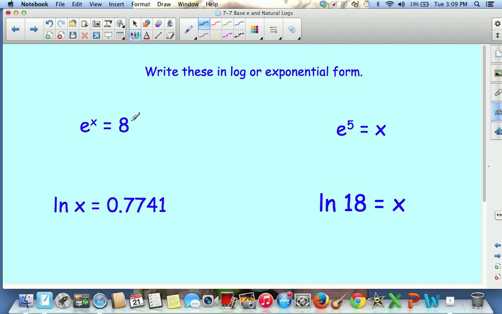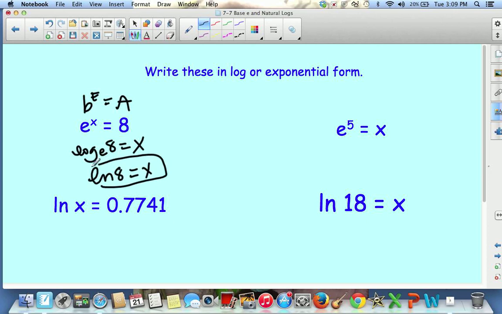Here's the first one: e to the x equals 8. We're going to write this in natural log form. We know it's going to be natural log because we're using e. So again, we're using ABE, kind of backwards ABE here. Our base is going to be e, so it's log base e of 8 equals x. Since we have log base e, it's the natural log of 8 equals x, and that would be our answer.